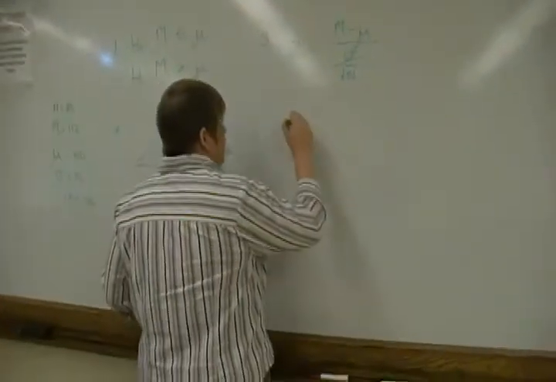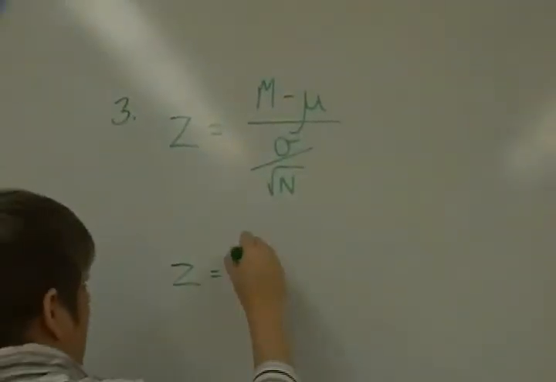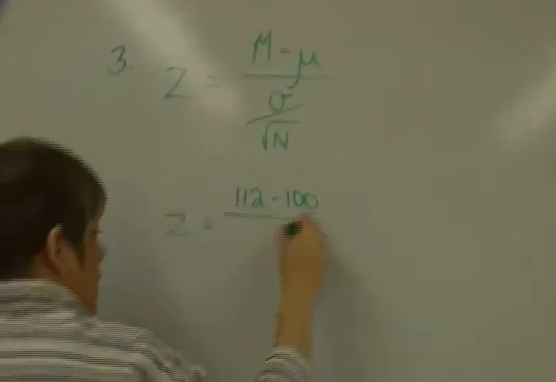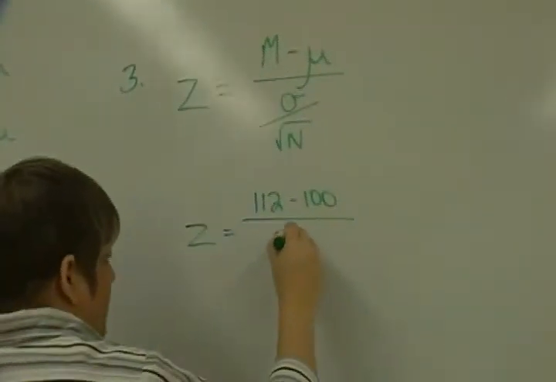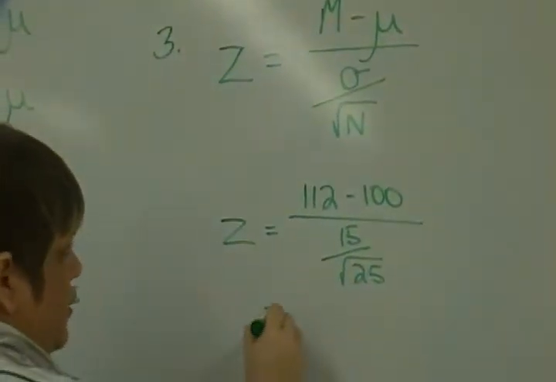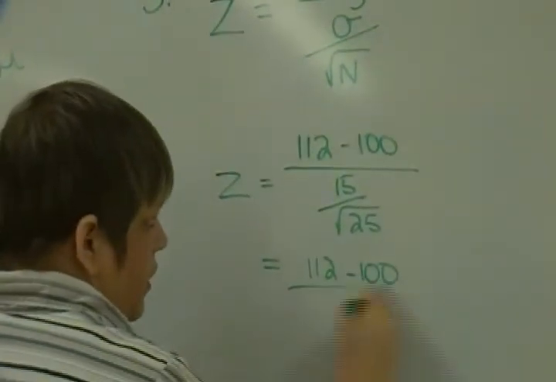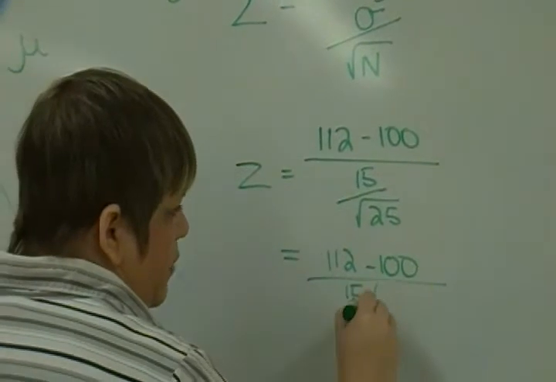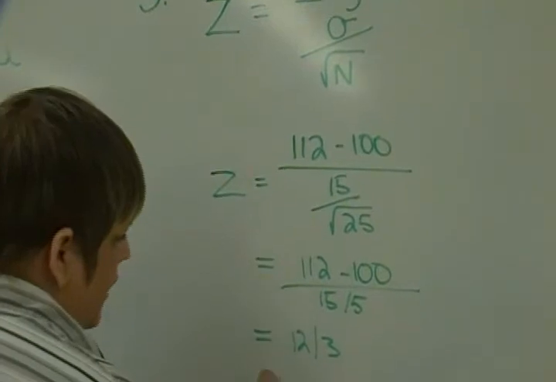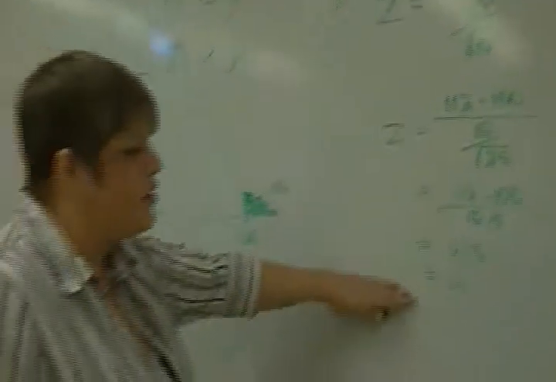So Z here is going to be equal to our mean of 112 minus the population mean of 100, divided by standard deviation of 15, which is further divided by the square root of 25. So I end up with 112 minus 100 divided by 15 divided by 5. So 12 divided by 3 is going to be 4, okay? So our Z-score that we calculated is 4.